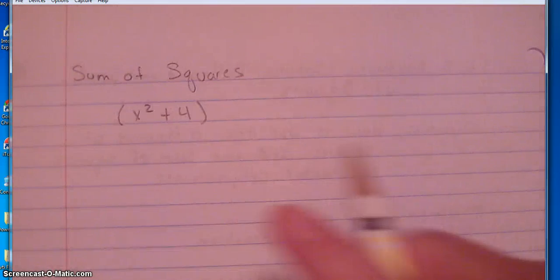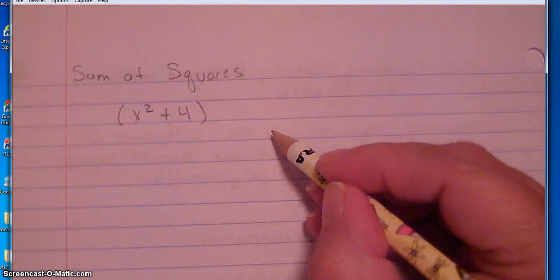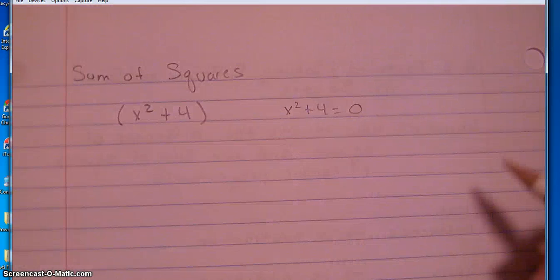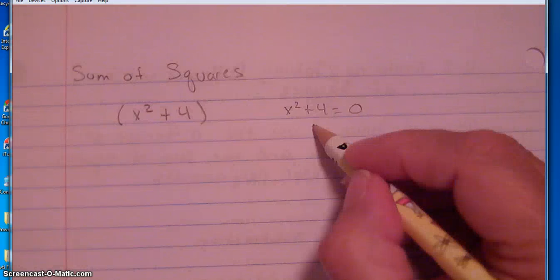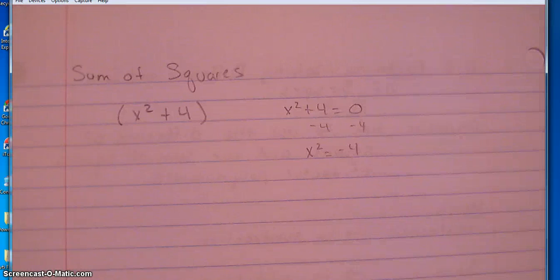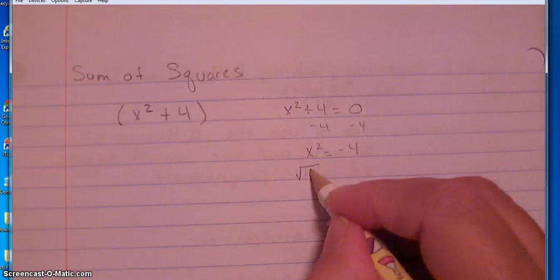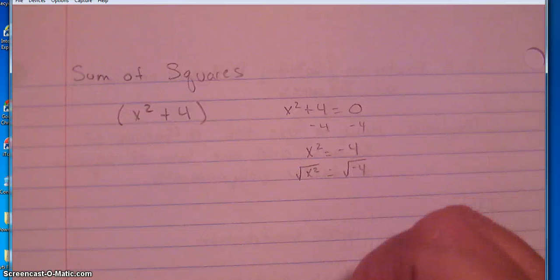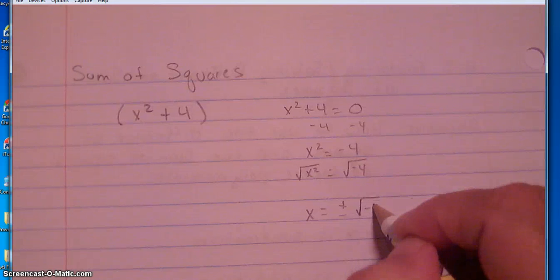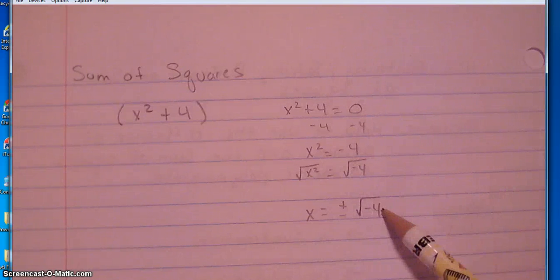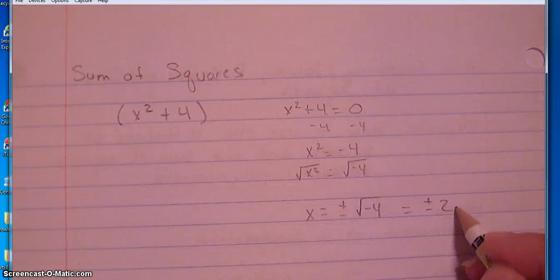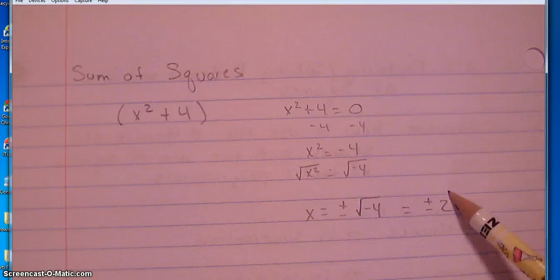Remember, in our quadratic unit, we would take this binomial, set it equal to 0, and solve for the x factors. We would subtract 4, and I wind up with x squared equals negative 4. Then we would take the square root of both sides, and we wind up with x equal to plus or minus the square root of negative 4. Knowing that 4 is a perfect square, we wind up with x equal to plus or minus 2i. Okay, so we have our conjugate pairs here.